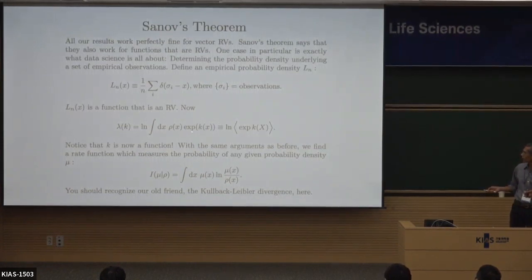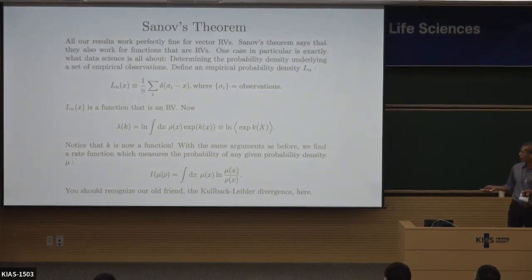and if you plug this definition of ln in here, what you'll see is that what you get is the log of exponential of k evaluated at x. So now k is a function. It's the dual of this random variable, right? So it's also a function. This was a function, so k is a function. Okay? And why am I telling you this?